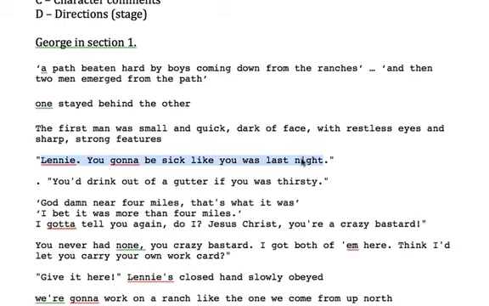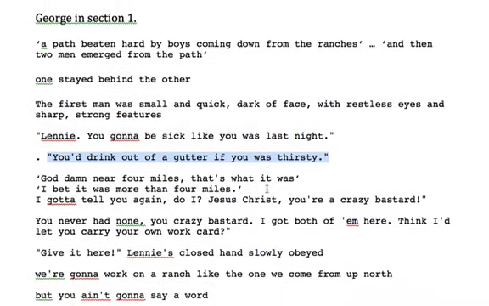It's like a parent talking to a child. Obviously, people have a right as adults to look after themselves, but obviously Lenny can't. So we see this paternal instinct that he has. And then he's kind of a bit dismissive. We see a dismissive aspect of him. He says, "You drink out of a gutter if you was thirsty."